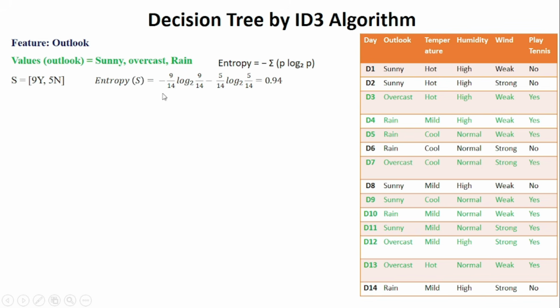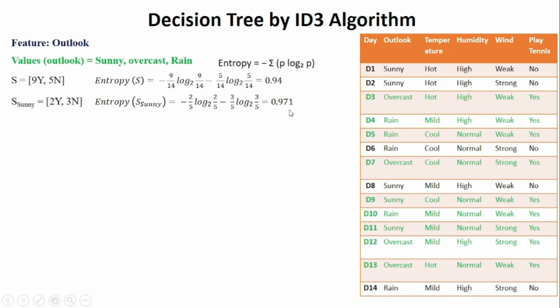So the total entropy will be minus 9 by 14 log 2 of 9 by 14, minus, for the no category, 5 by 14 log 2 of 5 by 14, which is equal to 0.94. That is the total entropy. And when it is sunny, how many yes do we have? If you look into sunny, we have two yes: D9 and D11. And the remaining D1, D2 and D8 are 3 no's. So entropy of S sunny is equal to 0.971.